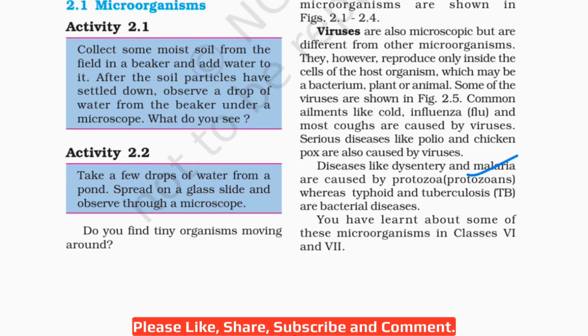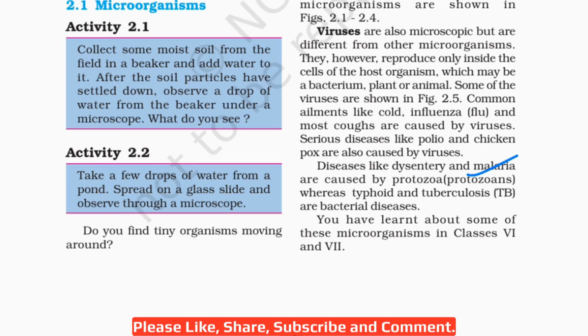It doesn't cause any diseases. In fact, it is very useful. It has the ability of fixing nitrogen gas of the atmosphere, which is very important to increase the soil fertility. So blue-green algae helps fix nitrogen gas of the atmosphere into the soil, and it increases the soil fertility. So in other words, we can say every microorganism is not harmful, right?